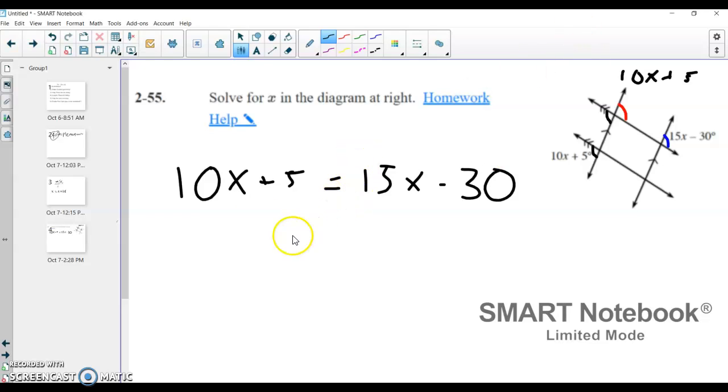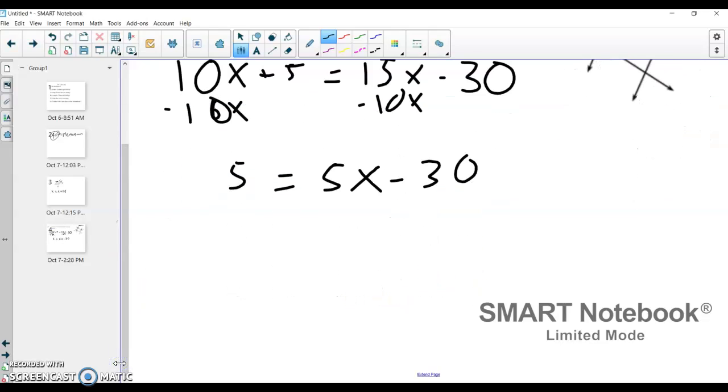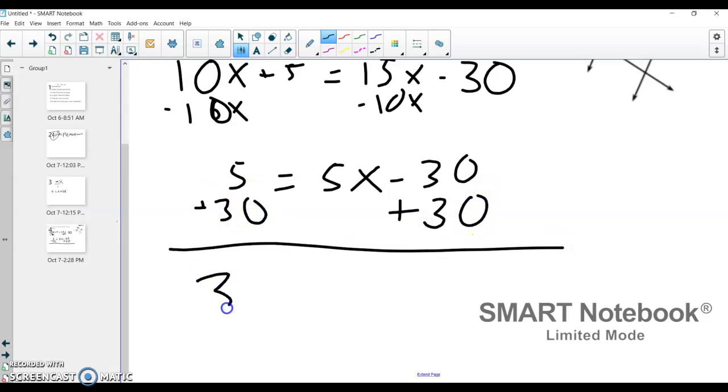Okay, now I've got to get x's on one side, non-x's on the other, so I'm going to subtract 10x here on both sides. That's going to leave me with 5 equals 5x minus 30. And then I'm going to add 30 to both sides. And that's going to give me 35 equals 5x.